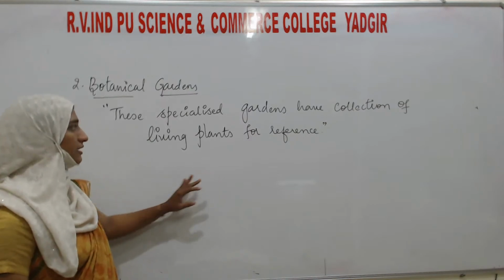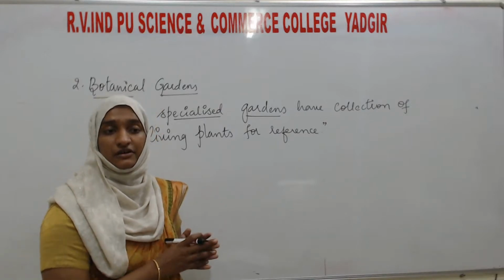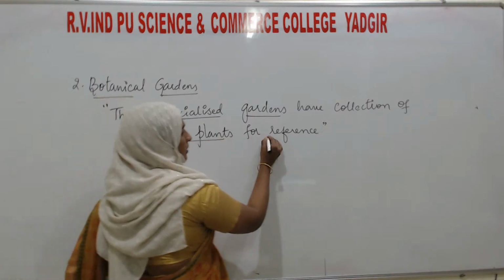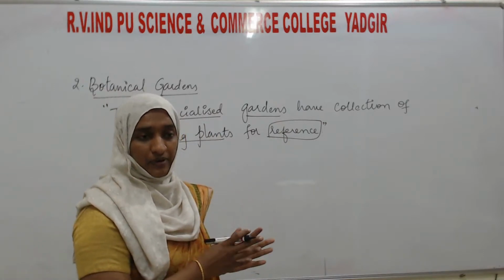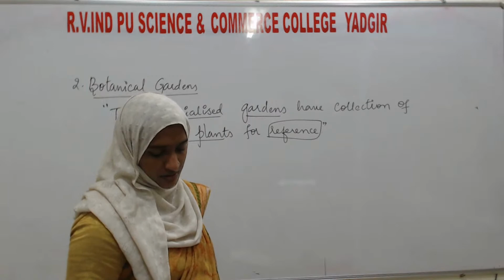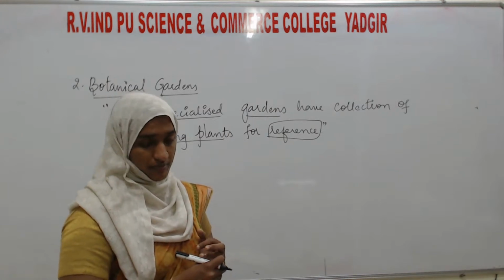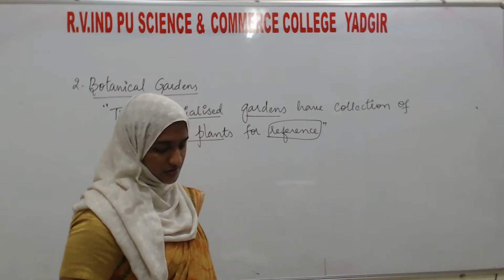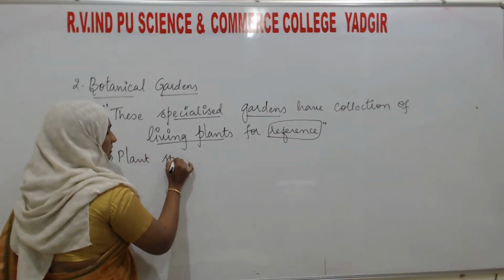Here you see these are specialized gardens where living plants are kept. Not preserved, living plants will be there. Living plants for what? For reference. If you want any information or knowledge about a particular plant, you can visit the botanical garden. For what purpose are these gardens there? The plant species in these gardens are grown for identification.